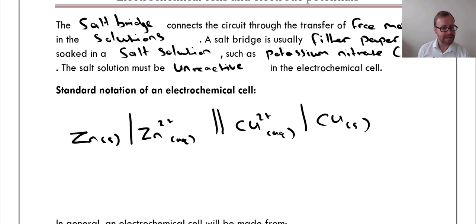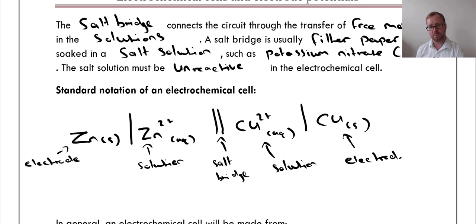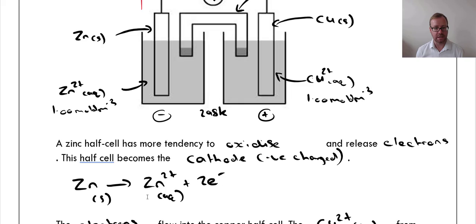Our Zn, our zinc, shows our electrode, and our Zn2+ is our solution. This double line is our salt bridge, then again solution and electrode. And if we go up, we can define this a little bit more, so we can say that this is the cathode.